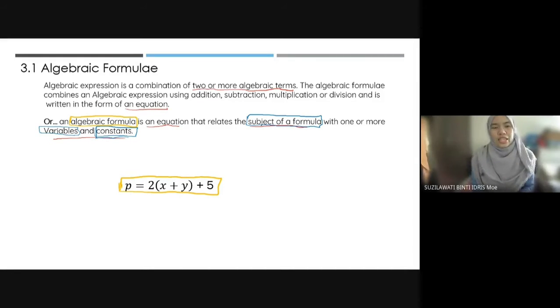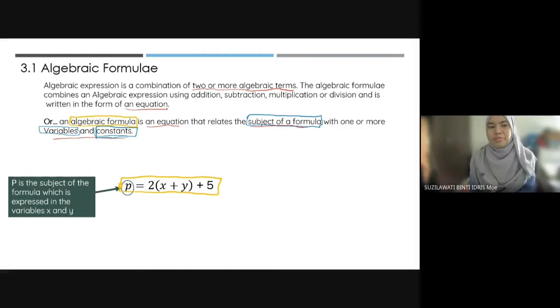Okay, so in this algebraic formula, there is subject of a formula. The subject of a formula is the P here. P is the subject of formula, which is expressed in the variable. Variable dia mana? Ingat tak tadi in the first slide, I told you 5x. Example of 5x, x is the variable. The unknown here is x, but x is the variable. So here variables x and y. Okay, P is the subject of formula.